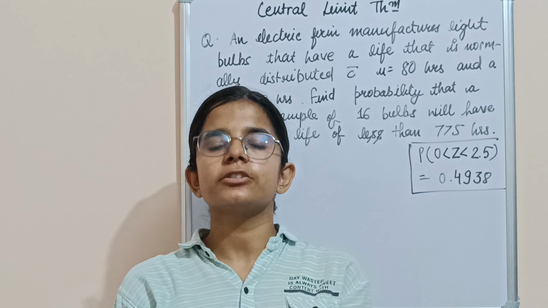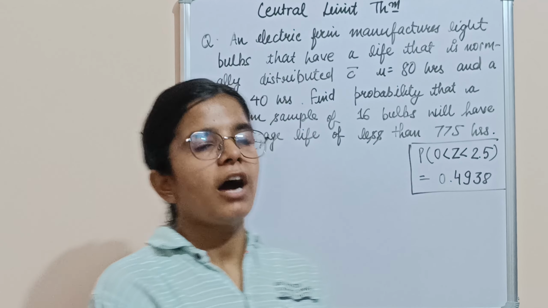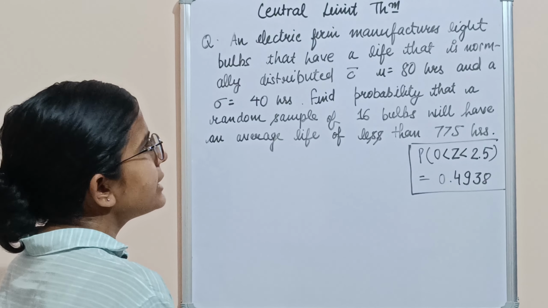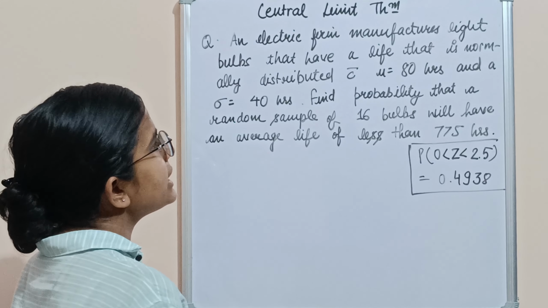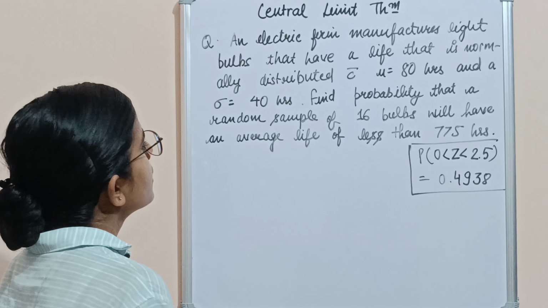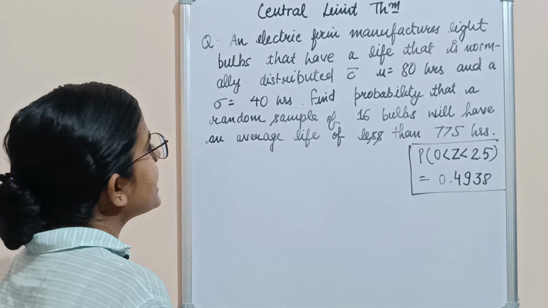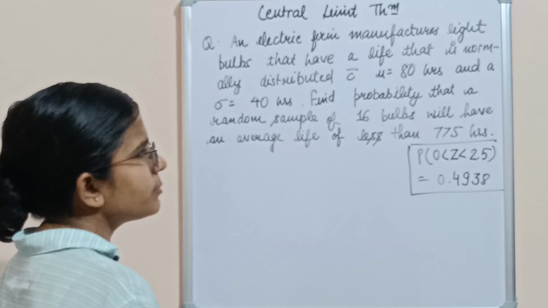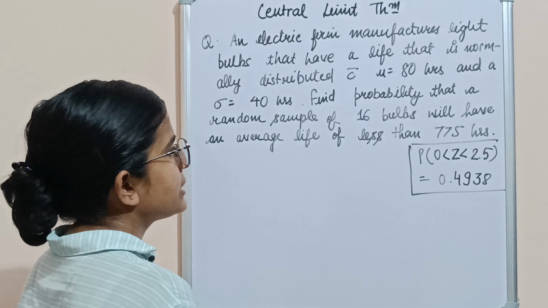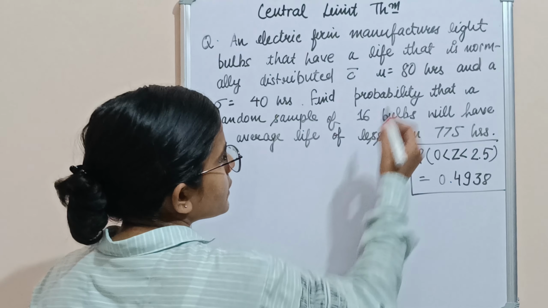Now we will solve a question based on central limit theorem, so we can know how to use it. Our question is, an electric firm manufactures light bulbs that have a life that is normally distributed with mean equal to 800 hours and a standard deviation of 40 hours. Find the probability that a random sample of 16 bulbs will have an average life less than 775 hours.